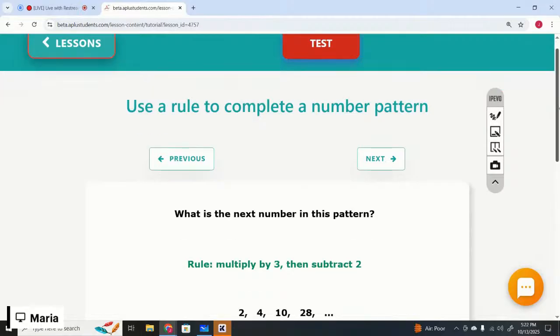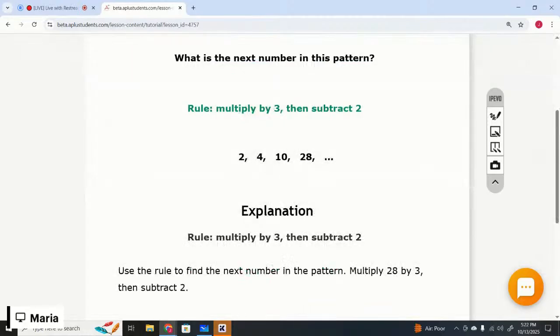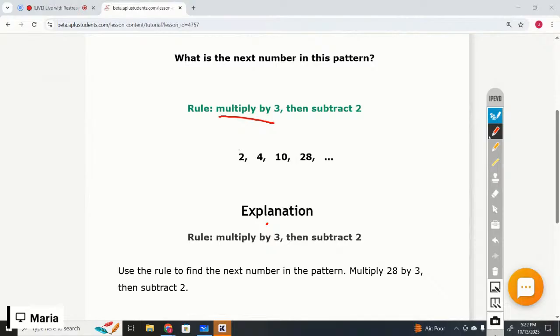What is the next number in the pattern? 4, 1028. The rule is you need to multiply the previous number by 3 and then subtract 2. So multiply 28 by 3.